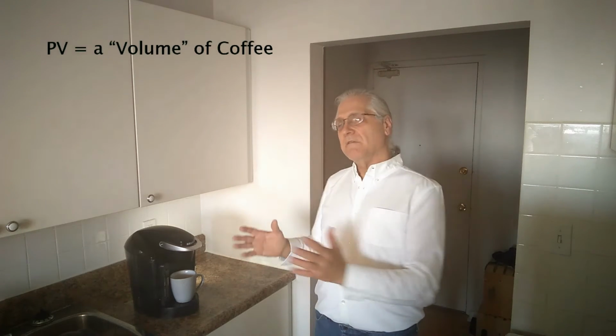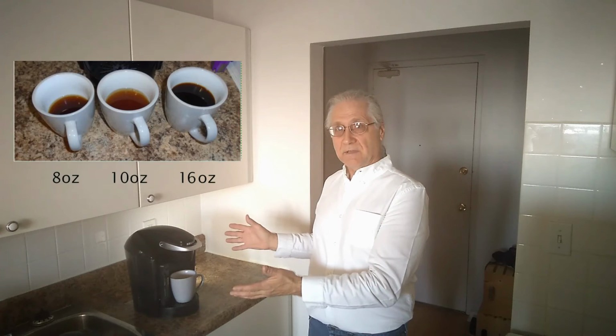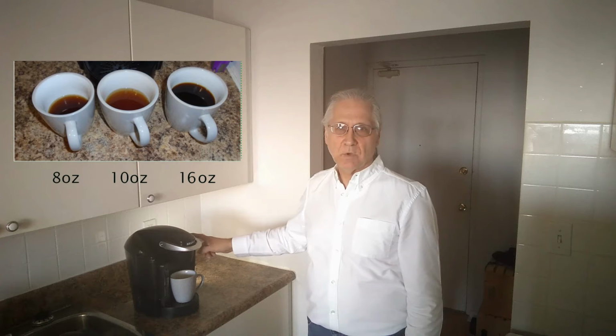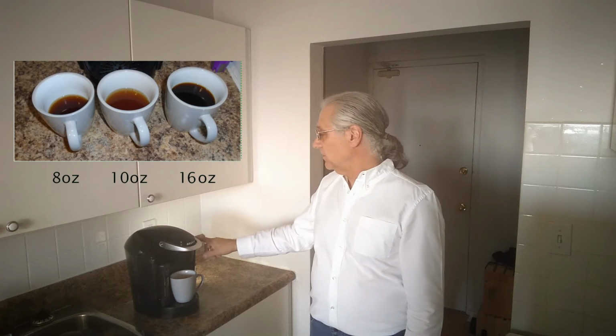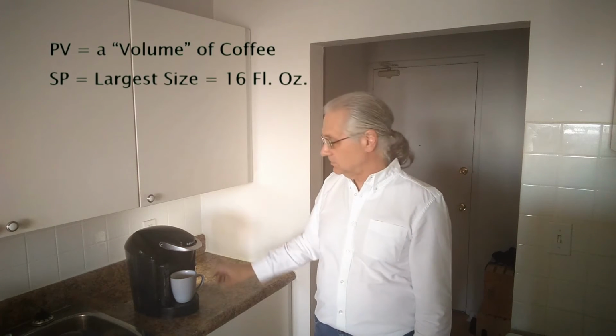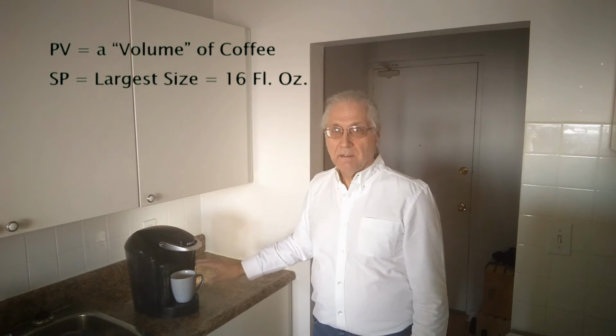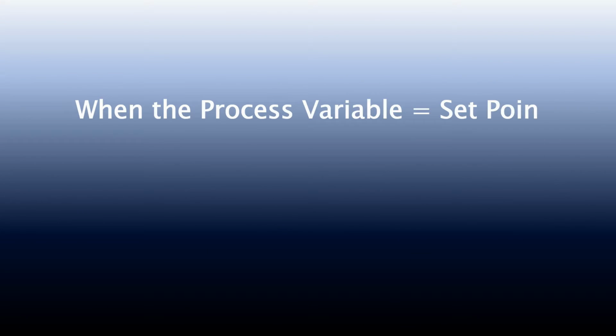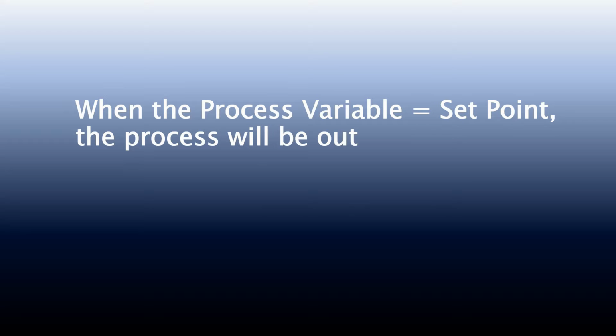So my first variable, my process variable, is coffee. So I need to determine a set point. This machine gives me 3 different choices. So I'm going to pick the maximum choice so I can get the maximum amount. That means the process variable should be satisfied once the set point's been reached. When the process variable equals the set point, the process will be out of error.